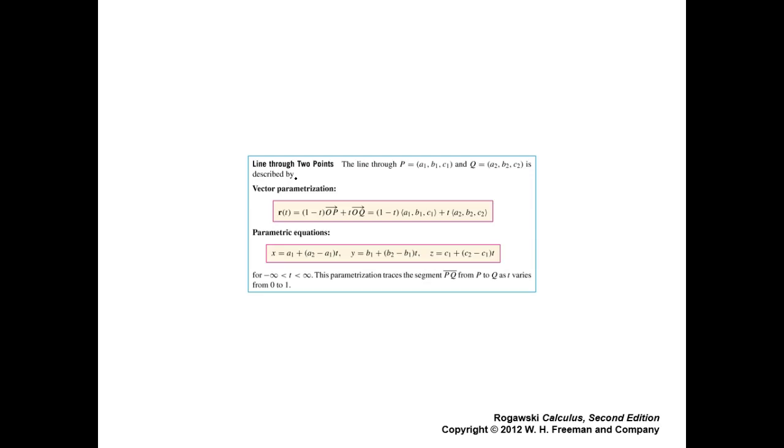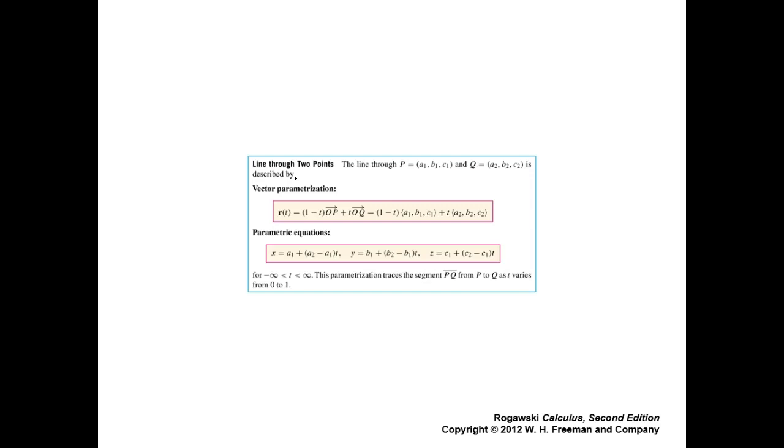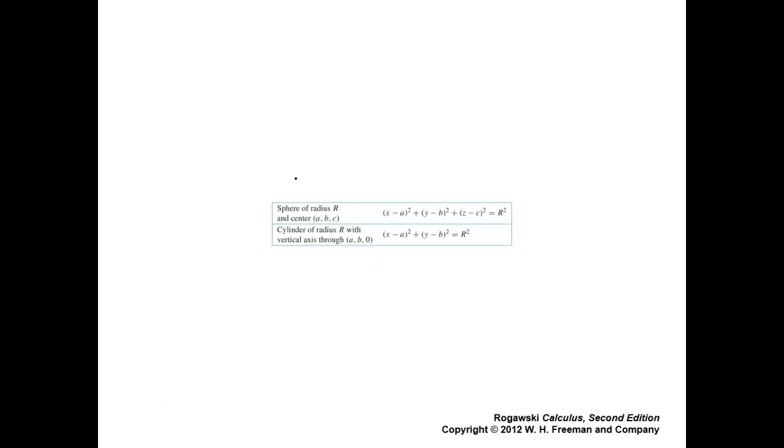A line through 2 points. All right, this is more like example 5, the one that we did not find before. That's given here, and they're not showing it here at all, so don't sweat that. Right-hand rule again. Sphere and cylinder, we've seen that before. That finished 12.2.